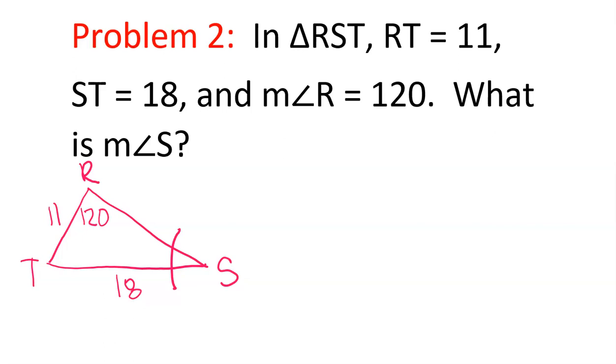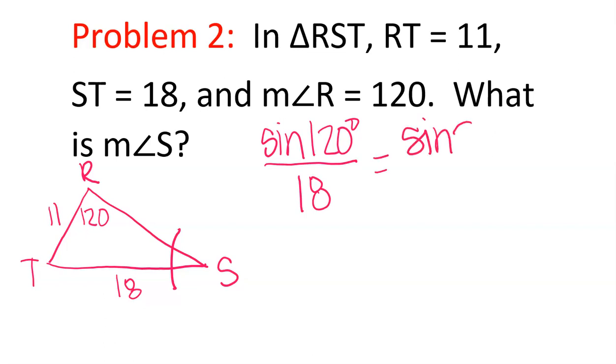So we're going to set this one up. Sine 120 divided by the one opposite, equals sine of S divided by the one opposite. Now, would it matter if I had the sine S on the left and the 120 on the right, if I flipped the whole thing over? No, it doesn't matter which one you write as long as these are a pair and those are a pair. I could have the whole thing flipped over and it would still be okay.